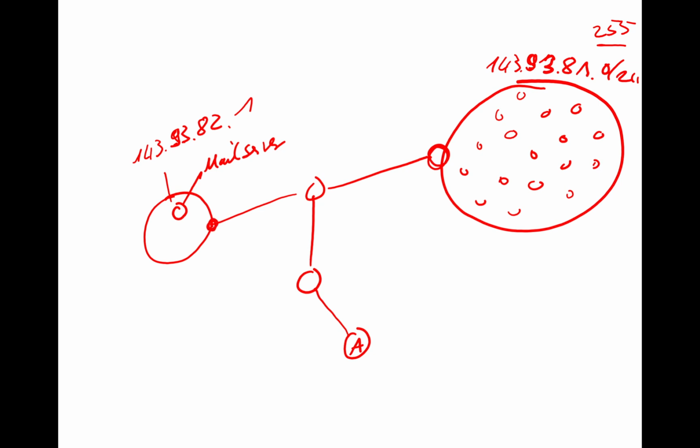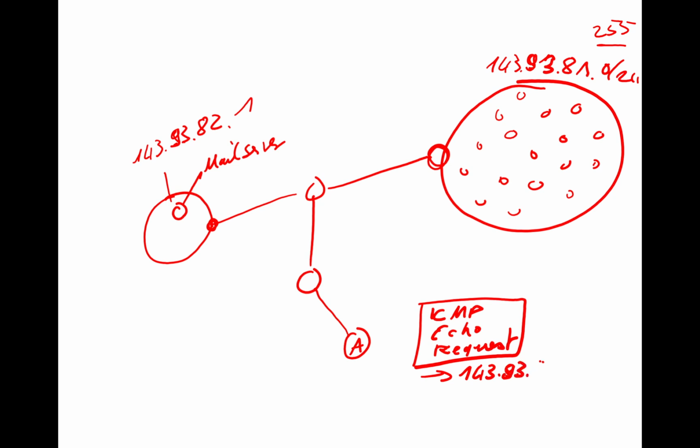Okay, so what can we do? The attacker creates an ICMP echo request sent to this broadcast address. So this is the recipient, and who should be the sender? From 143.93.82, from the mail server. So this is the message that the attacker creates. Nobody will verify its source address.